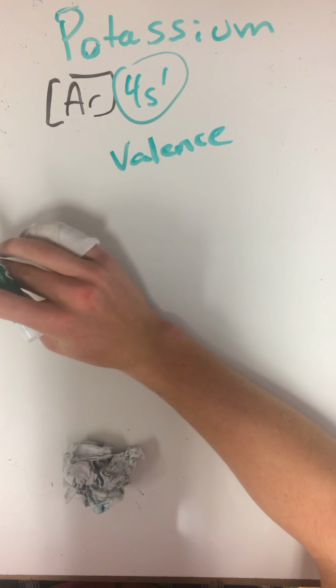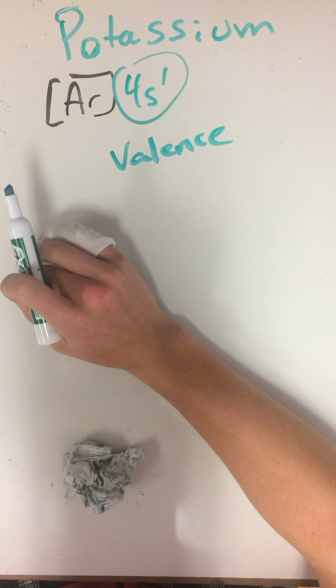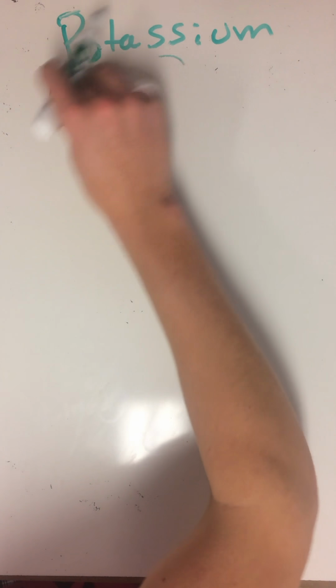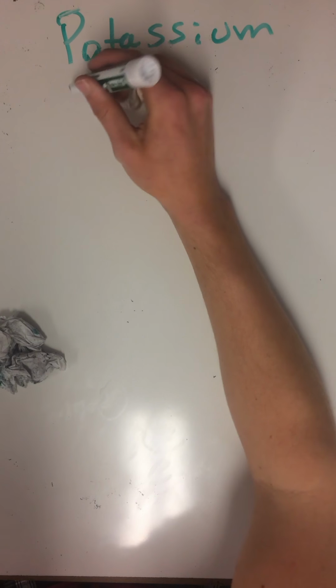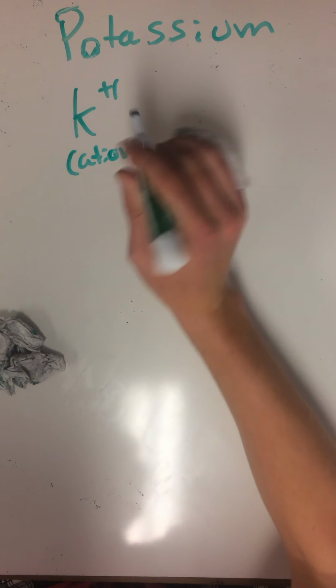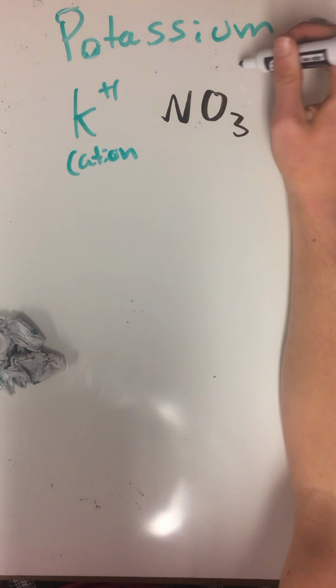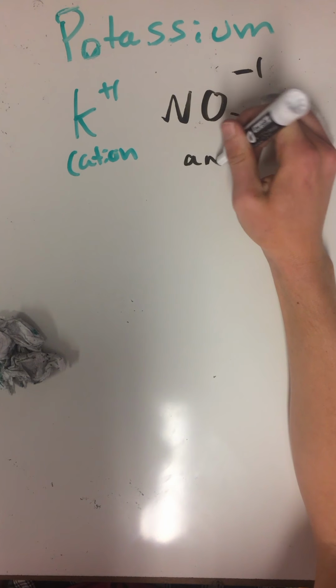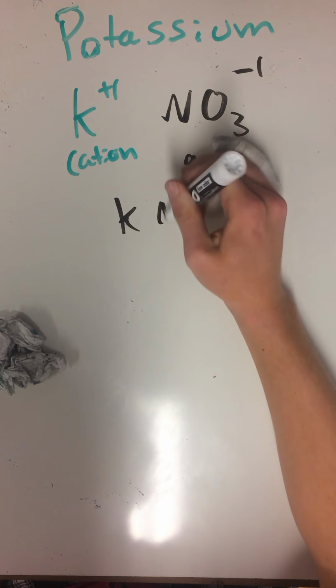And potassium is very reactive because it wants to get rid of that one electron. And once it does get rid of that one electron, it becomes a potassium plus 1, which is a cation. Then it matches up with an anion to make an ionic salt. So nitrate is an anion, and it makes potassium nitrate.